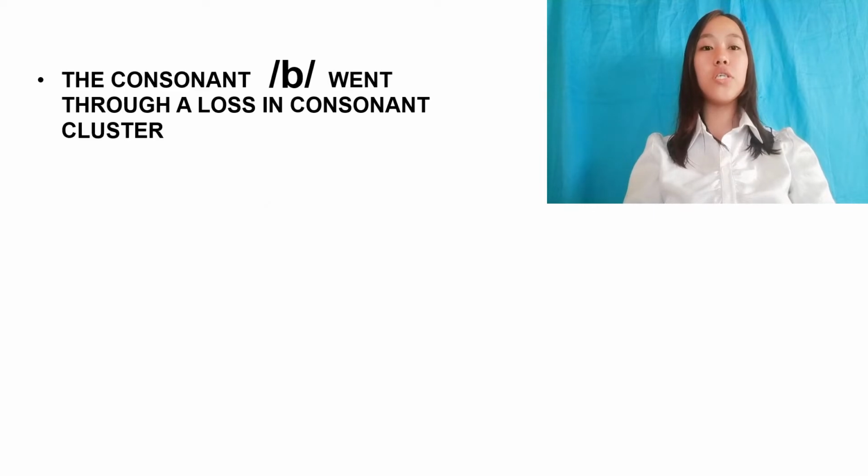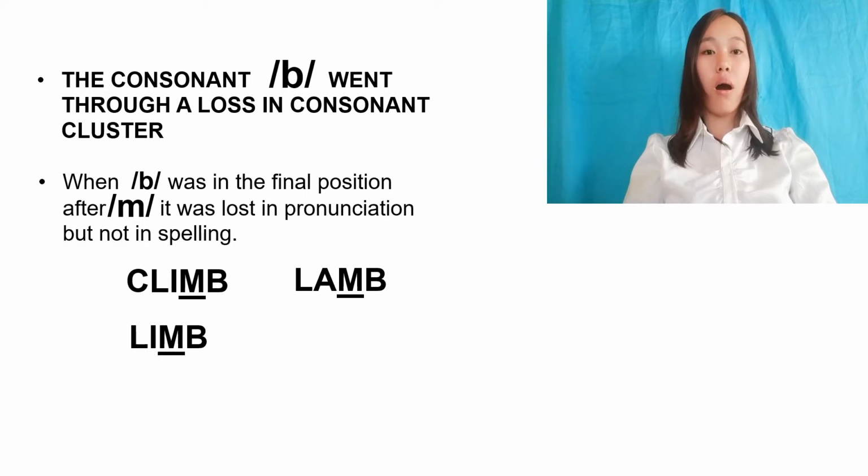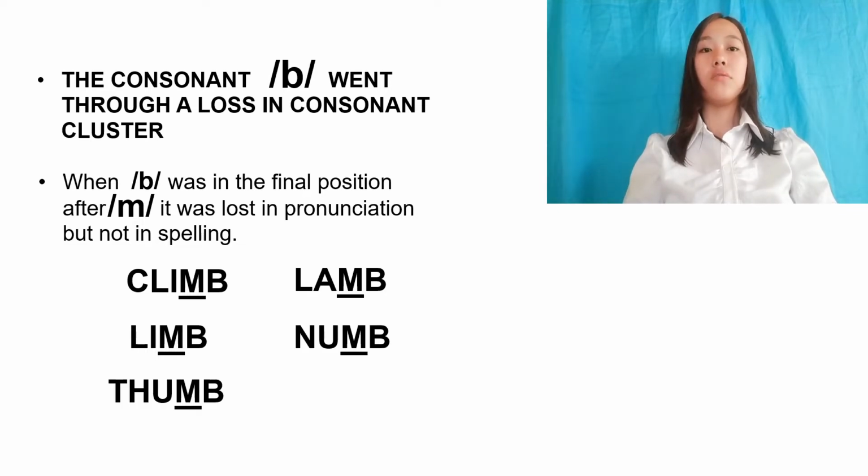The consonant P or B sound also went through a loss in consonant clusters. When B was in the final position after the letter M, it was lost in pronunciation but not in spelling. For example, in the words climb, lamb, limb, numb, thumb, tongue, in the final sequence M and B, the B sound had disappeared in the pronunciation before the beginning of the modern English period. So the letter B or the B sound could be added after the final letter M or the sound.